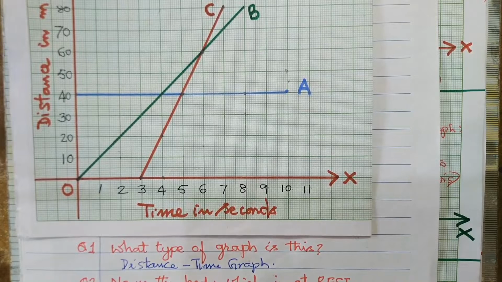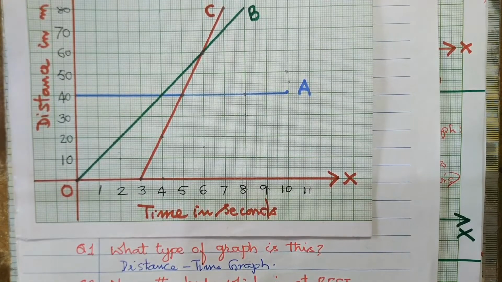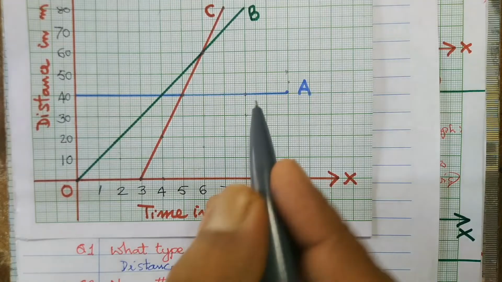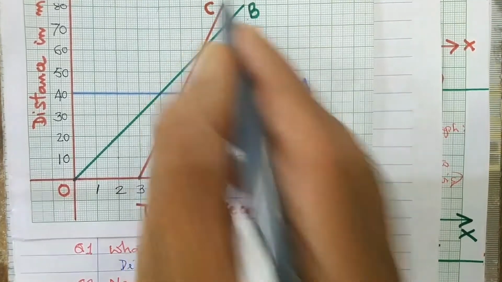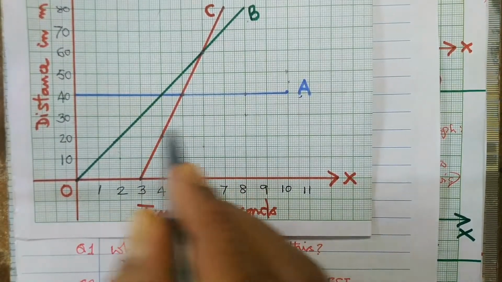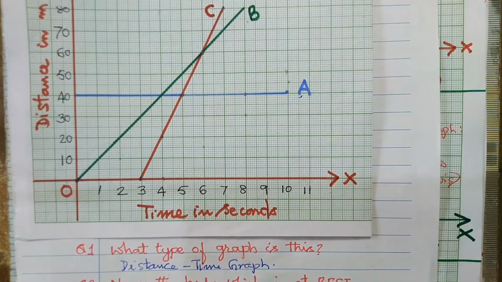Next, the second question I'd like to ask you: which body is at rest? Observe carefully, I have drawn this graph for three bodies, body A, body B, body C. Observe carefully the graph and tell me out of these three bodies A, B, C, which body is at rest. To see that, we have to see the nature of the graphs in which the distance covered by the body should be constant even if the time changes.